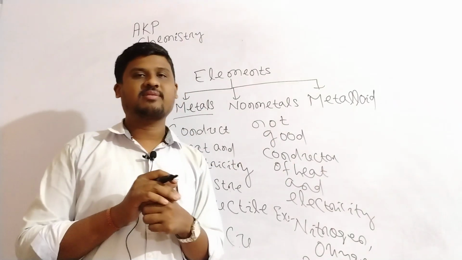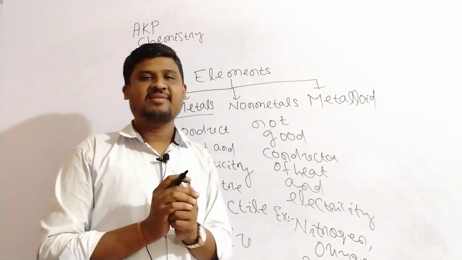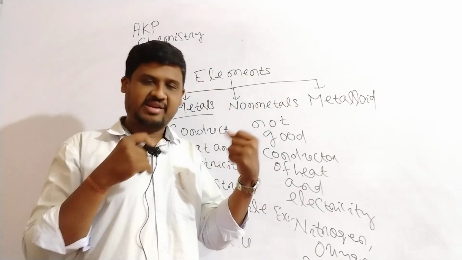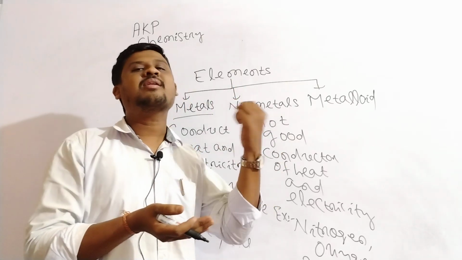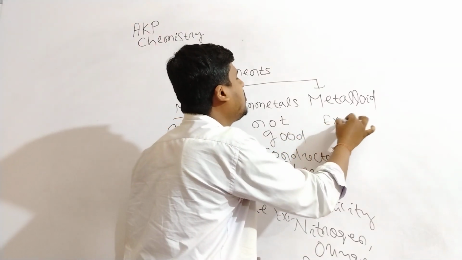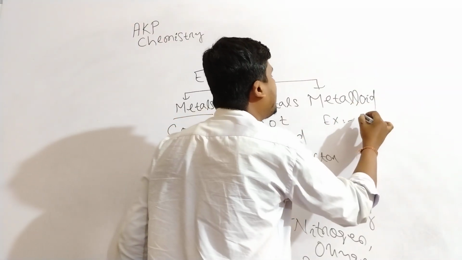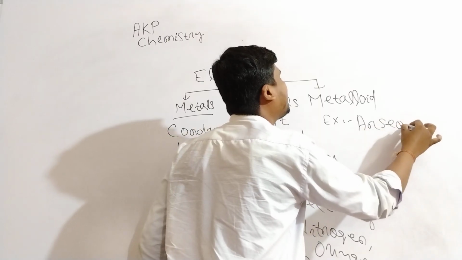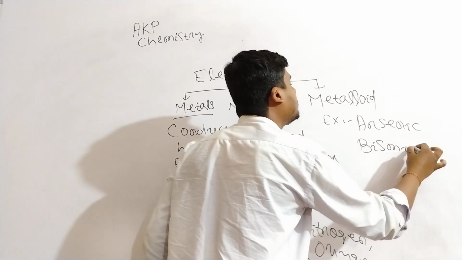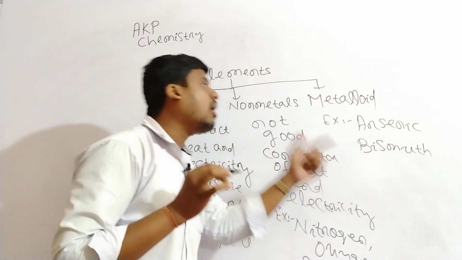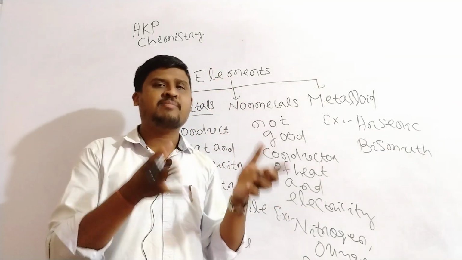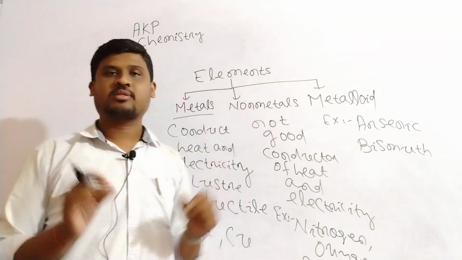And what are metalloids? Metalloids have both metallic character and non-metallic character. You can take examples such as arsenic and bismuth. These are the examples of metalloids. So this is the classification of elements: metals, non-metals, and metalloids.